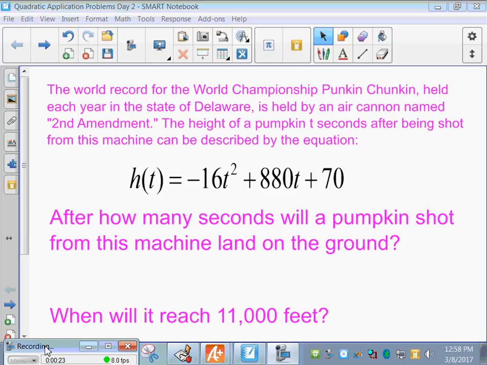So the height of a pumpkin T seconds after being shot from this machine can be described by that equation. So this parabola actually tracks the path of the pumpkin, all right? After how many seconds will a pumpkin shot from this machine land on the ground? So we're going to do all the work today on our calculators, and as long as you know what buttons to push, you should be able to do it.